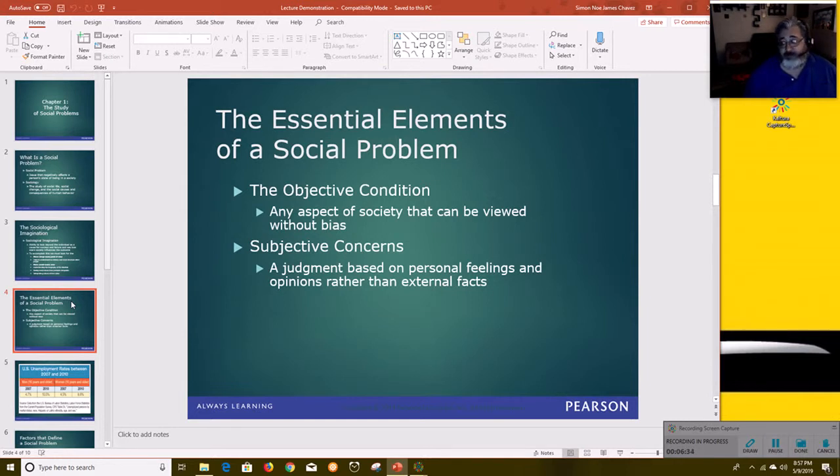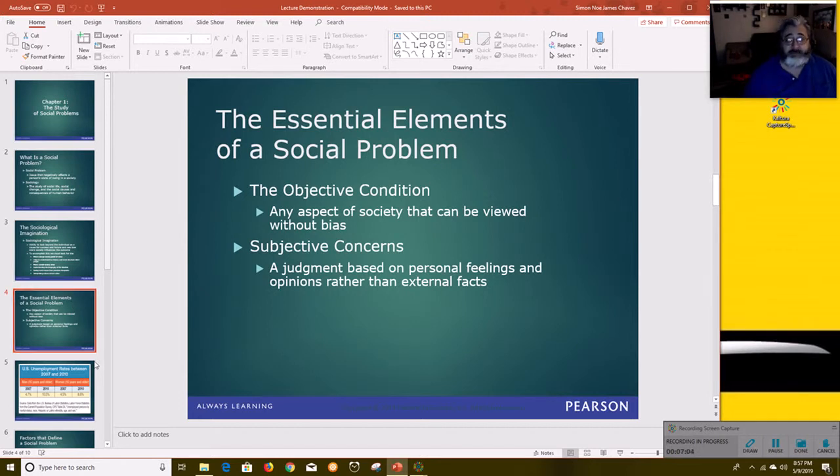One question that I would like to ask you now is think about global warming. Where would global warming fall in? Would it be under objective condition? Can it be viewed without bias? Or is it something that is subjective concerns? Are there facts that support it? I mean, with everything, we have facts that support are in favor of global warming. Then we have people who are against global warming, who have facts, actual data that goes against it.